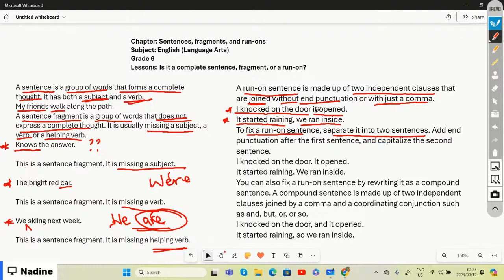Once we separate it into two sentences, remember a sentence starts with a capital letter and a sentence ends with an end mark. And when we say an end mark or end punctuation, it means that a sentence either ends with a period, or it ends with a question mark, or it ends with an exclamation mark. That is what a sentence starts with, a capital letter, and it ends with either a period, question mark, or exclamation mark.